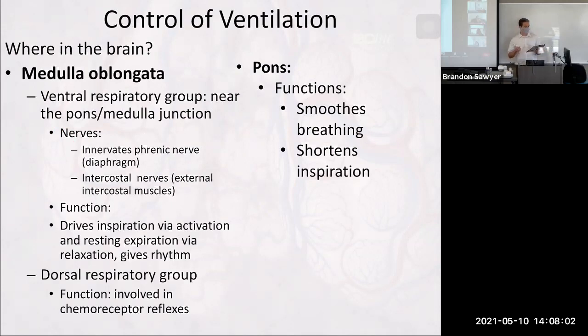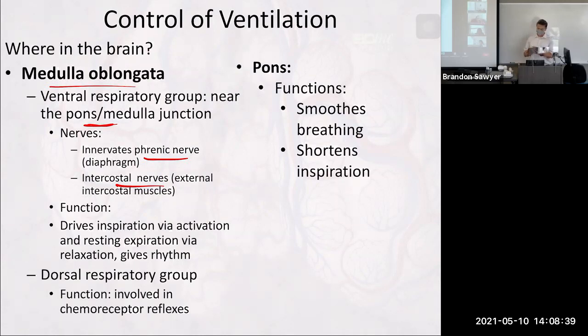Okay. All right. So a couple different locations in the brain where we control our breathing. Number one, the medulla oblongata. There's what's known as the ventral respiratory group, which is right next to the pons and medulla junction. And there's a couple important nerves controlled by this part of the brain. So the phrenic nerve, which innervates the diaphragm, and then the intercostal nerves, which are important for contracting those external intercostal muscles that cause our rib cage to lift up during inspiration.